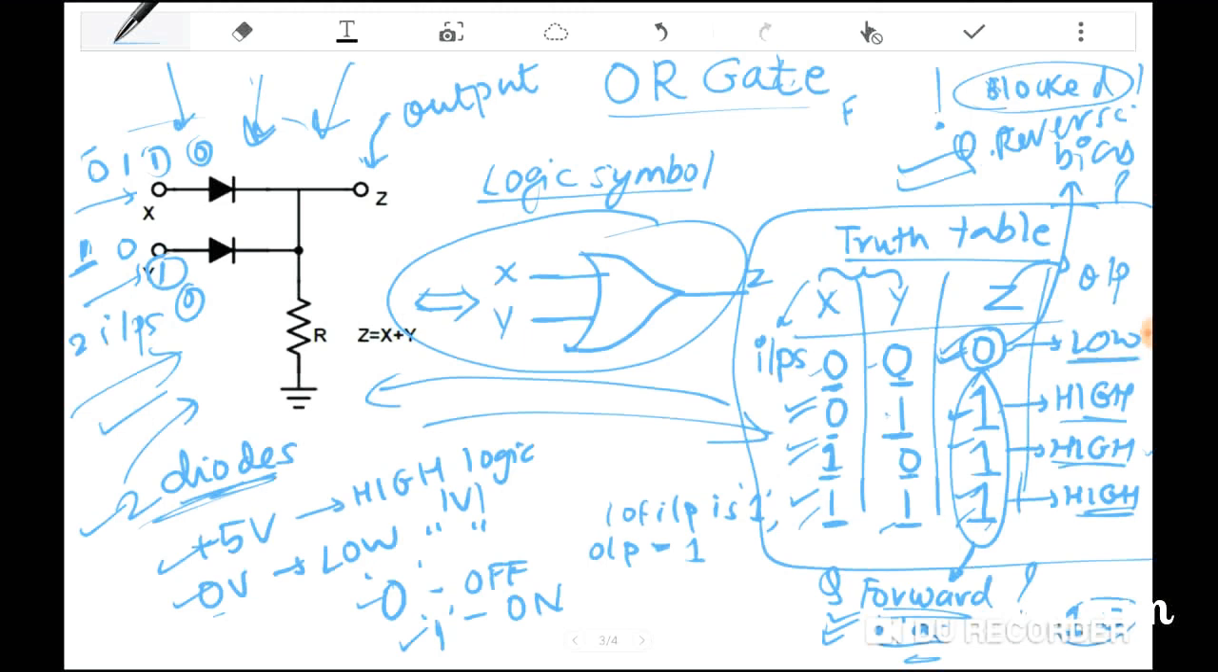That is 0 basically. And why is it so? That's because of the reverse bias condition. So now we have got everything understood. Now we are going to take a live example of this.